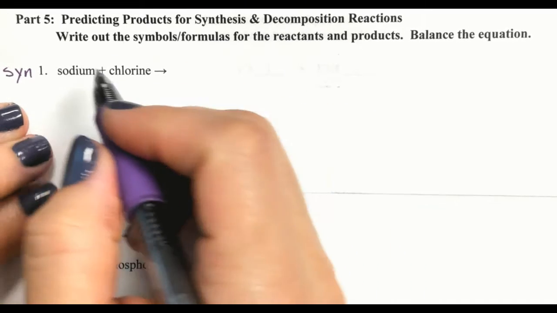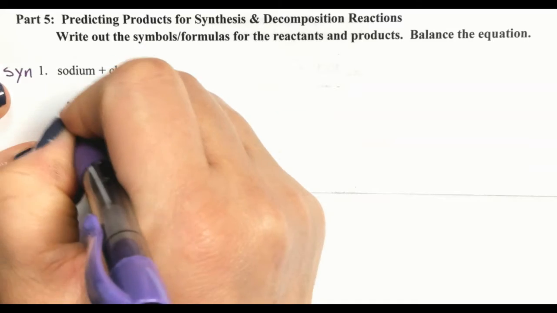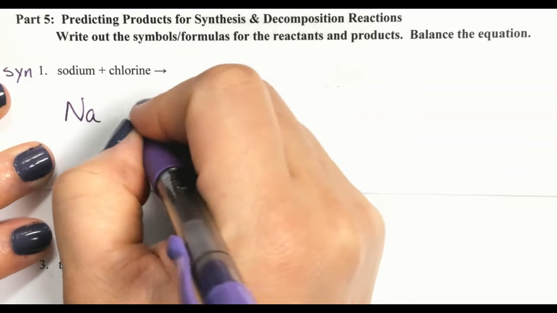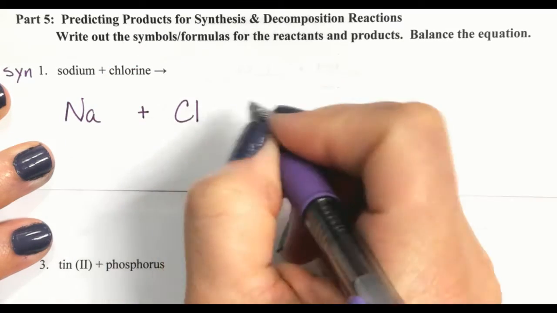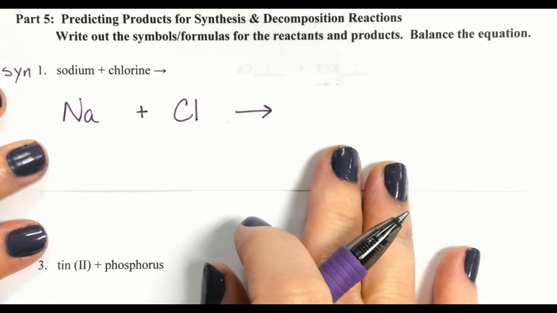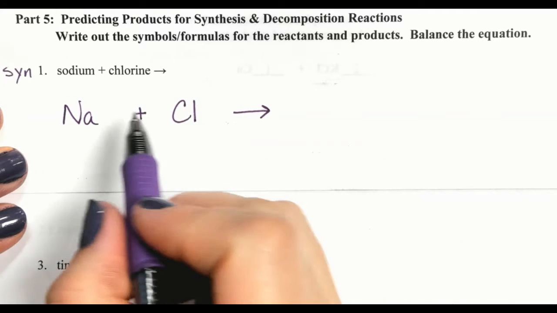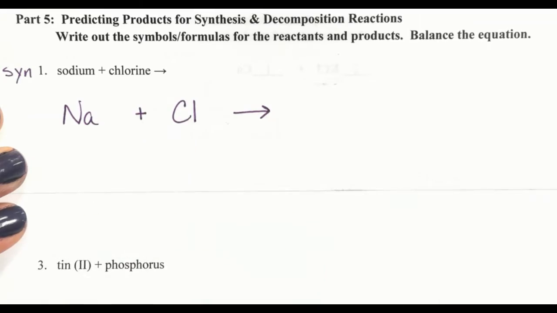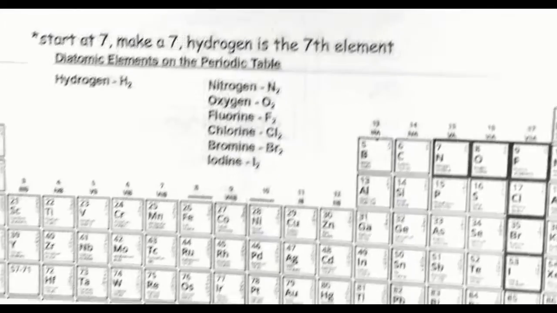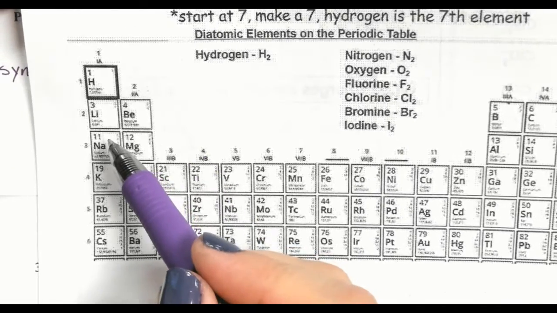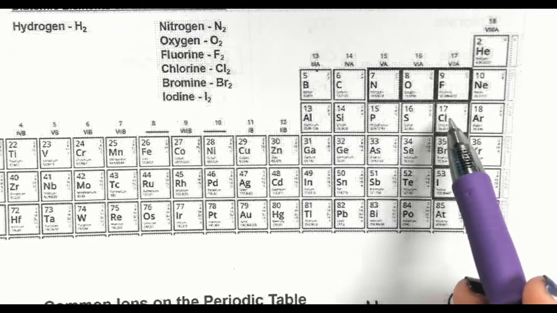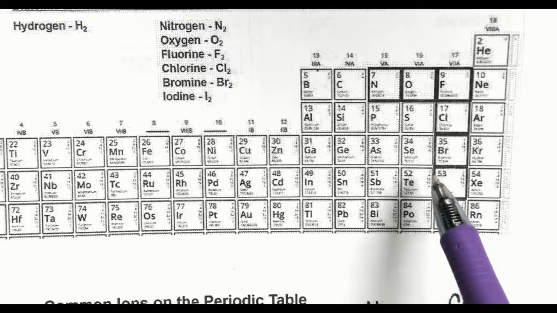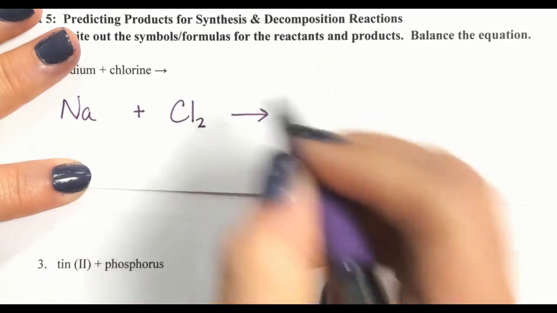So first, let's translate these elements. Sodium is Na, then I'll put my plus, and chlorine is Cl, and then I'll draw my arrow. Now, you need to determine whether or not these are diatomics, because if it's a diatomic, it needs a subscript of 2. So if you look on your periodic table, sodium is here. It is not one of the 7 diatomics. And then here is chlorine. It is one of the 7 diatomics. So chlorine should have a subscript of 2. So we're going to put a little 2 there.